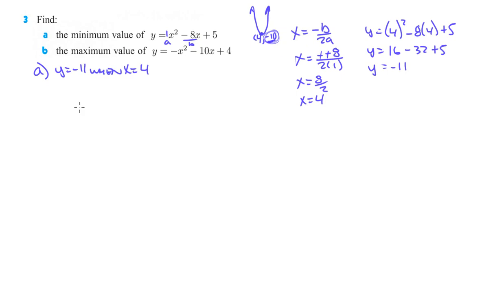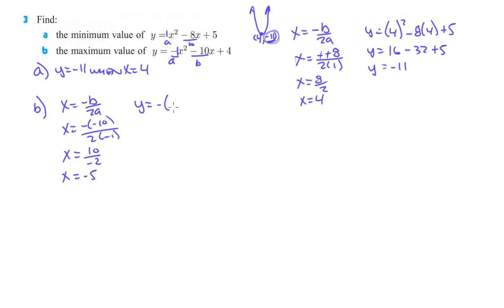Okay. For b, we'll do the same thing, right? A is negative 1 and b is negative 10. And we'll plug that into x equals negative b over 2a. So x equals negative 10 all over 2 times a, which is negative 1. So that is 10 over negative 2, which gives us negative 5 for the x. Okay, now we plug that 5 in for the x's and see what we get for y, right?